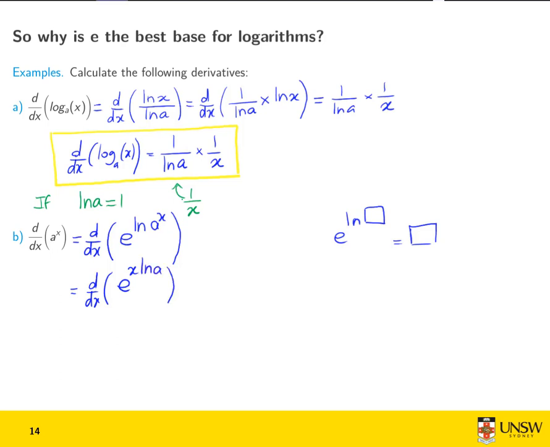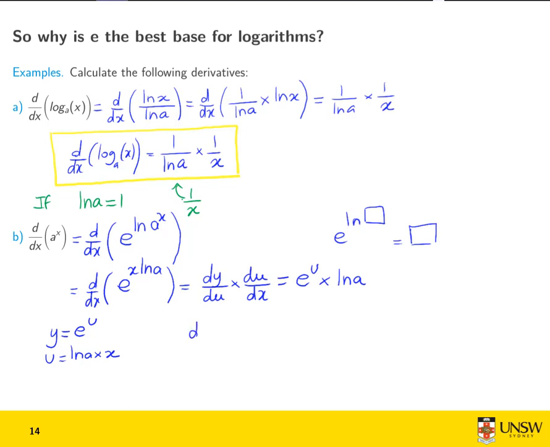And now we can use the chain rule. If y is equal to exponential of u, where u is equal to x times ln of a, then u is the constant ln of a times x. So the derivative will be dy/du times du/dx. dy/du, since y is exponential of u, will simply be exponential of u. And du/dx, since u is a constant times x, will be the constant times 1.